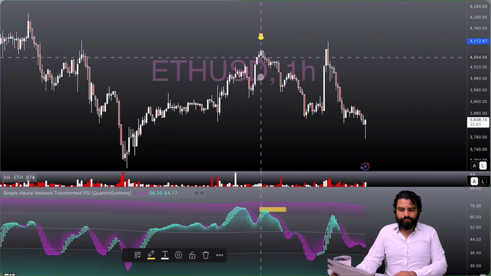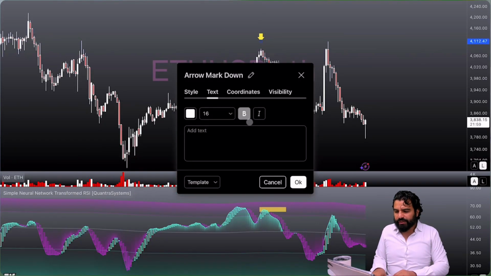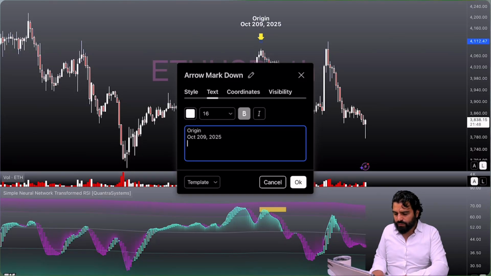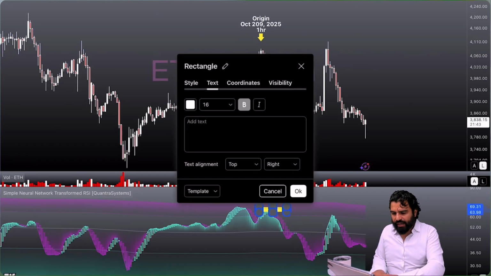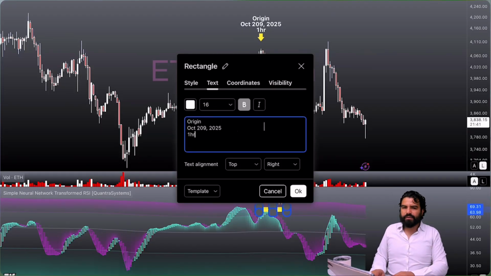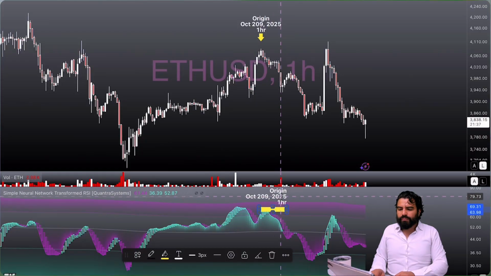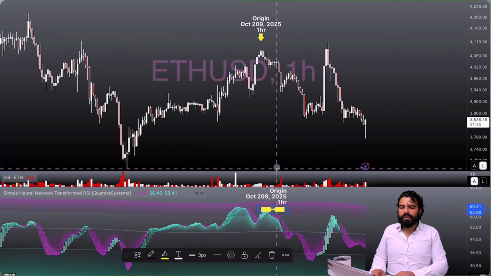Okay, so this will be our origin for the price base, and it's October 20th, 2025. This is a 1-hour chart, and that same information I'm just going to copy and paste here. So we are on a 1-hour chart on Ethereum, and we got our origin here.